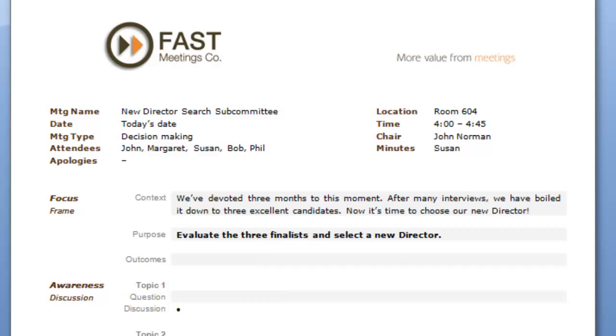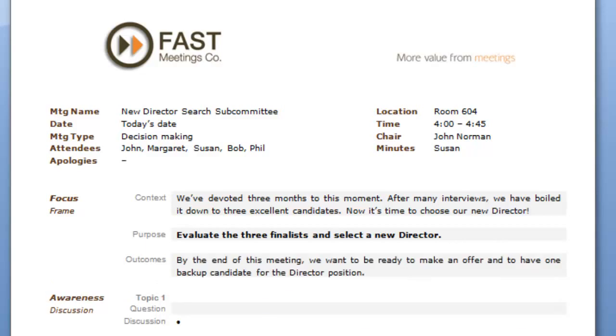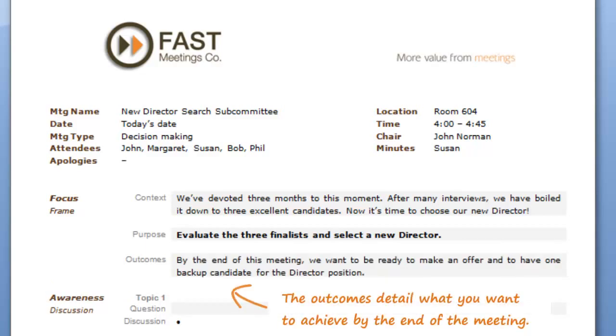The final piece of focus is the outcome of the meeting. Imagine your meeting as a factory. What is the specific product you want to produce at the end? Desired outcomes should be realistic and concrete, so use plain language without any fluff.